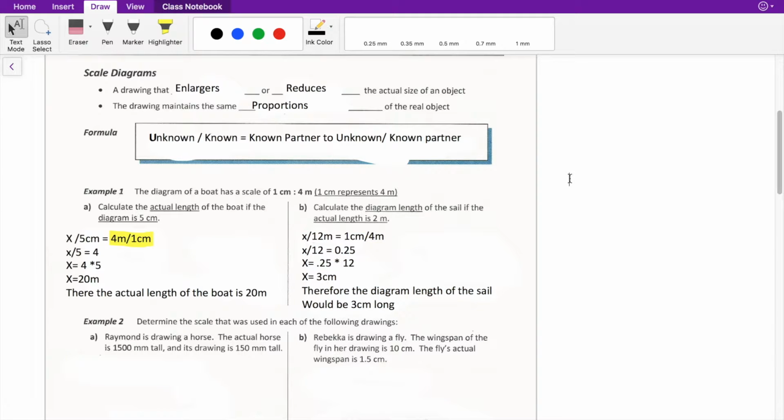Now, as we go through this, if I get going too quick, just pause the video, and then once everyone's caught up, we can restart it again.